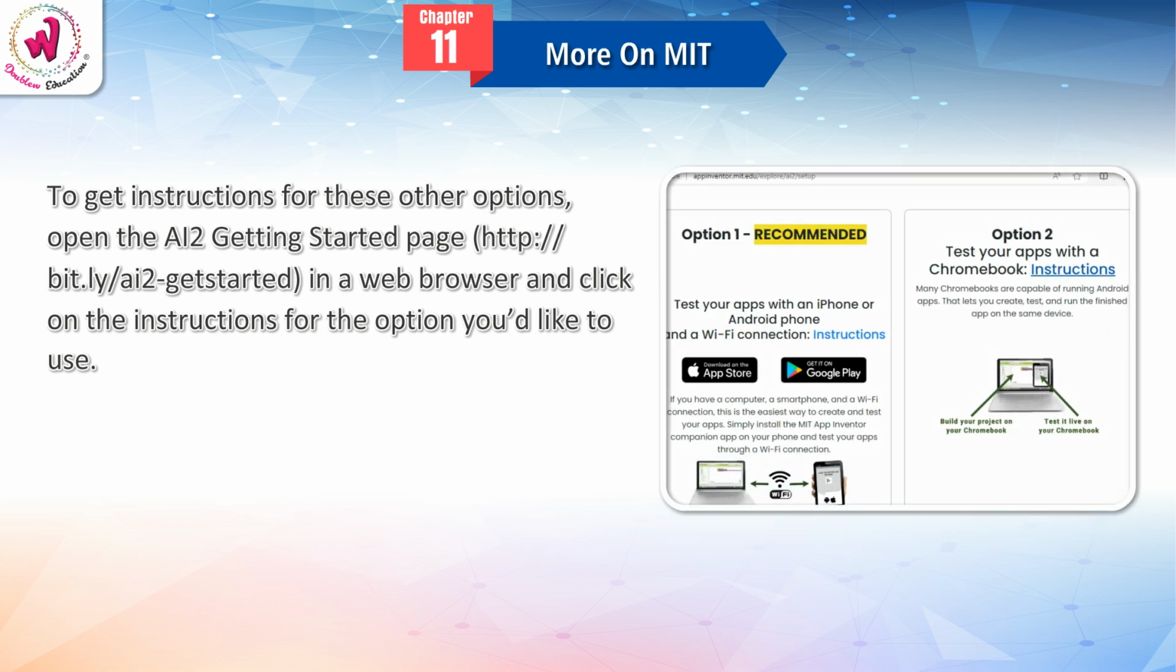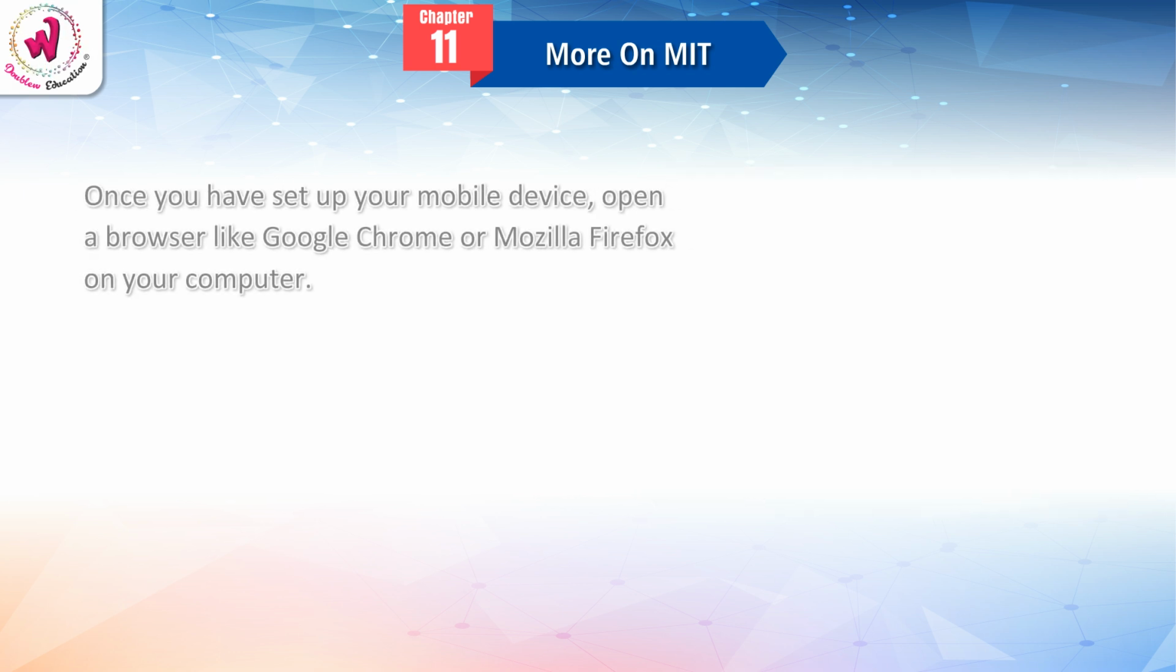To get instructions for these other options, open the AI2 Getting Started page, http://bit.ly/AI2-getstarted in a web browser and click on the instructions for the option you'd like to use.